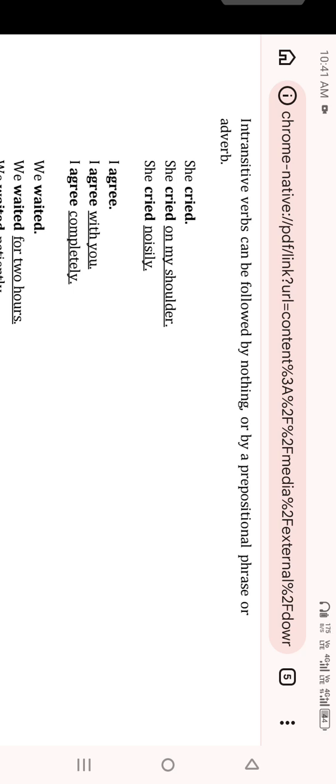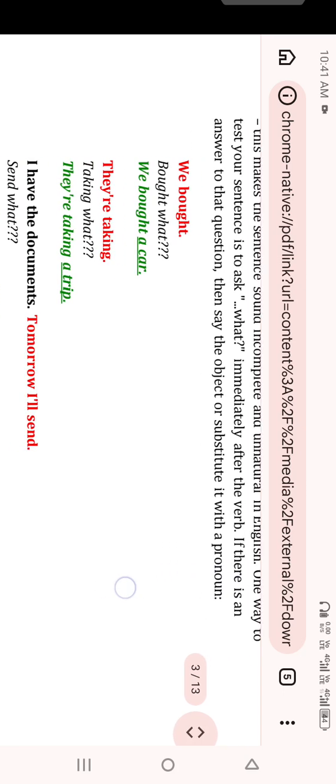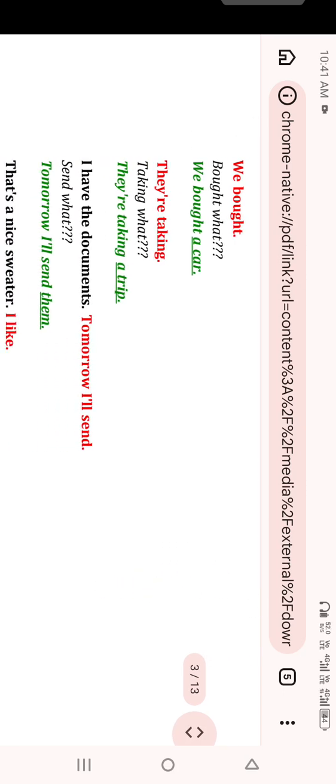I agree. Nothing after the verb agree. I agree with you. It's a prepositional phrase, and I agree completely. There are other examples here. So here, if you say we bought what? The sense is incomplete.